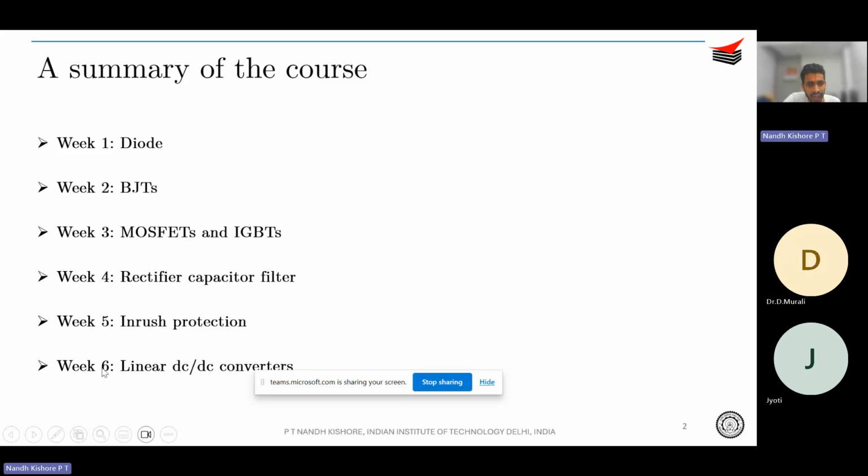So after the basics of AC-DC converters, we came over to the linear DC-DC converters, also known as linear regulators, wherein we briefly studied the shunt regulator and the series regulator, correct? And we also studied their applications.